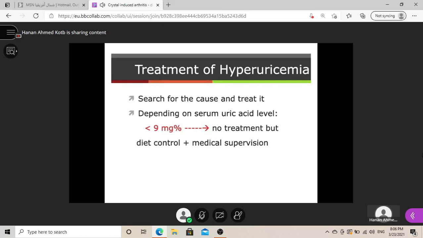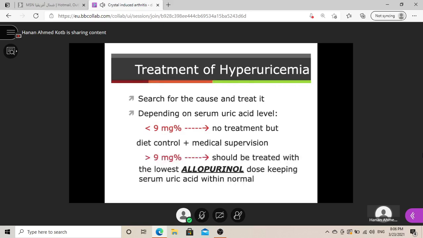If it is decreasing, then we maintain a treatment plan. If it is not decreasing, or the serum uric acid level is more than 9 milligram per deciliter, patients should be treated with the lowest allopurinol dose, keeping serum uric acid within the normal range, اللي قلنا 5 to 7 milligram per deciliter for males and from 3.5 to 6 milligram per deciliter for females. والفرق لأن الستات are smaller. The frame of the man is bigger. They have more muscle bulk and bone, حتى weight is higher.